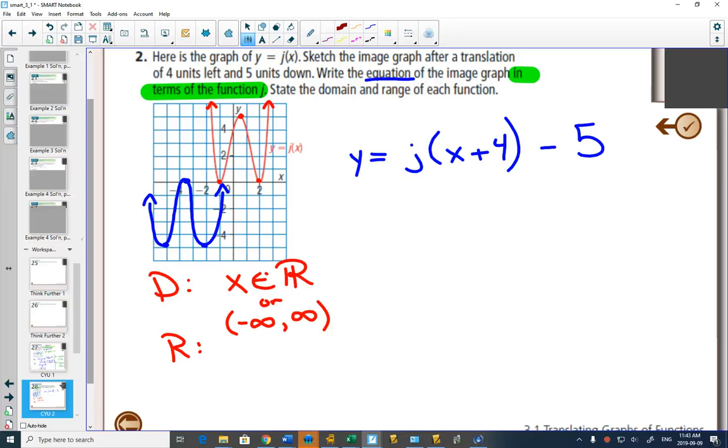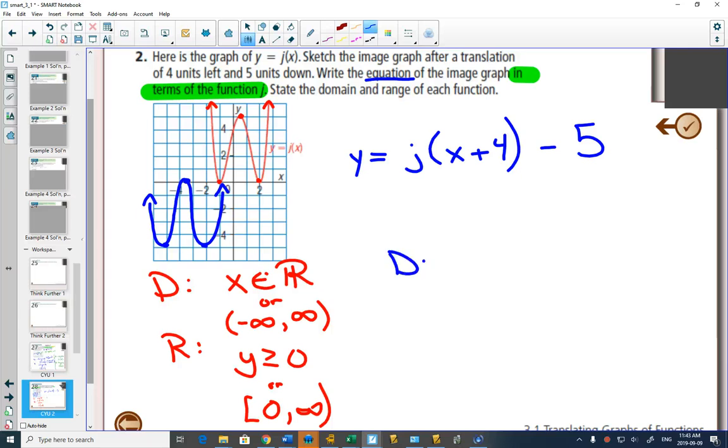Our range for our graph here, our y values, we do have a minimum y value on our red graph, which is 0, but it goes up forever. So we would write that as y is bigger than or equal to 0. In interval notation, we'd use a square bracket for 0 because it's included, and it goes up forever, so it goes to infinity.